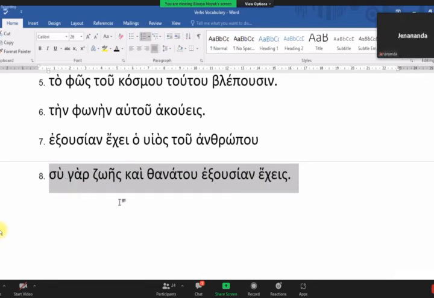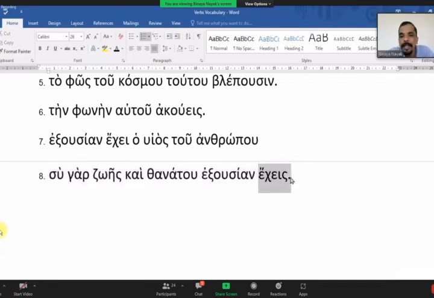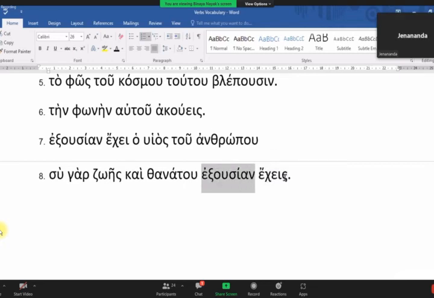Ou gar echeis exousian. Echeis. Okay, what is the verb? Verb is echeis. Just parse it. This is a second person singular. Okay, second person singular. So what does it mean? You have. Okay. What is exousian? We already looked into exousian, right? Exousian is authority. You have the authority.